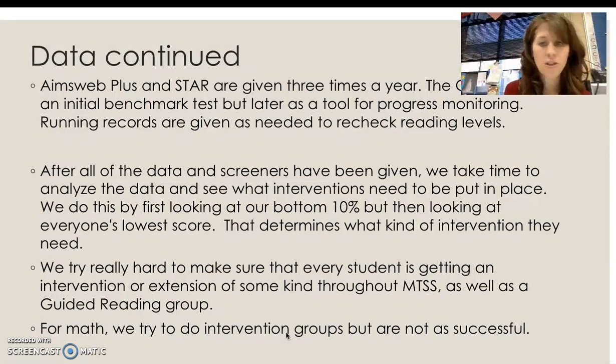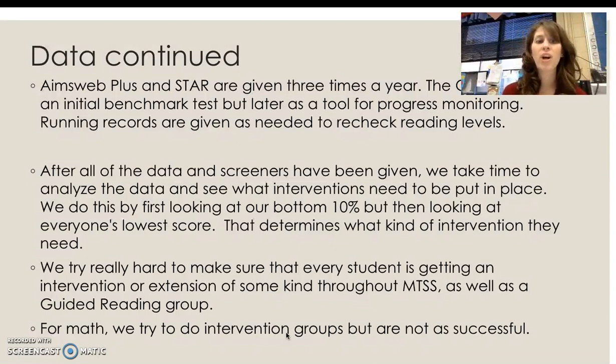After all of the data and screeners have been given, we like to take time as a collaborative team of our grade level and analyze the data and see what interventions need to be in place. First we look at our bottom 10% and see what kind of intervention they need. And then we look at everyone else's lowest score. If a student's lowest score was comprehension, then we would put them in an intervention group that's going to work on that specific skill. So that determines what intervention they need.